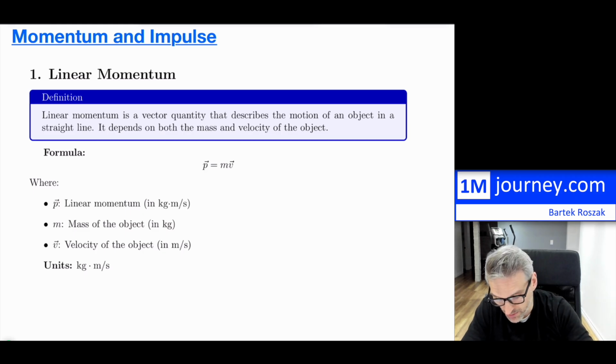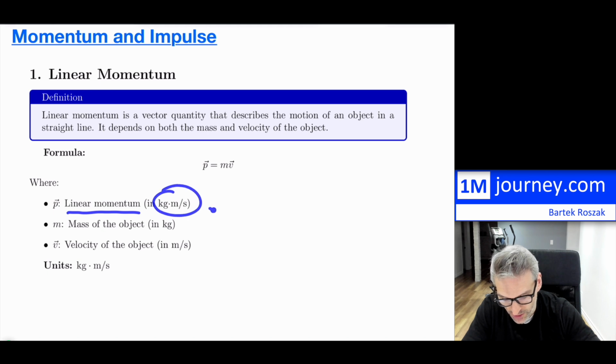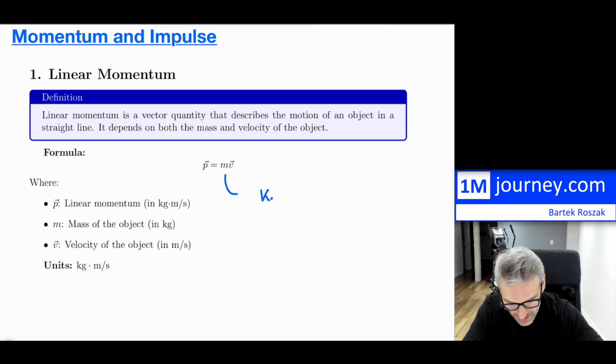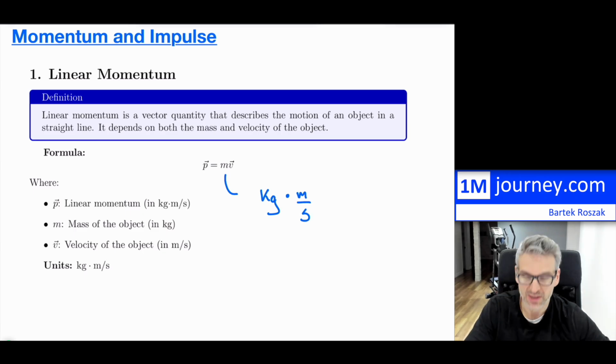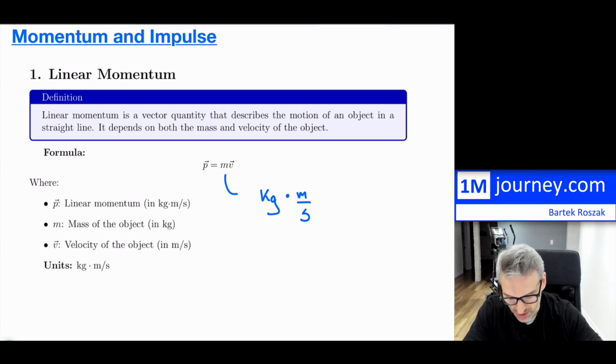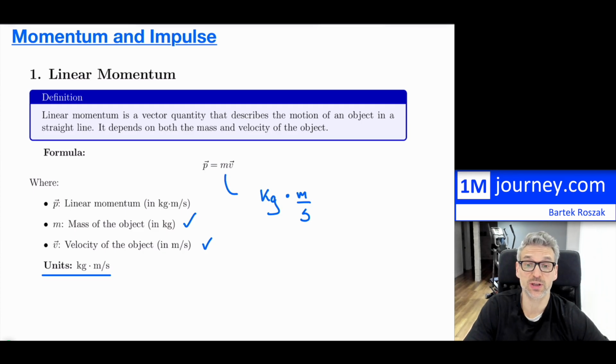So if you're talking about linear momentum in general, here is the unit, and that of course shouldn't surprise you. Why? Because you know that mass is in kilograms, and your velocity is going to be in meters per second. So hence that would be the actual unit that you have, and you're seeing this outlined right there. So that's what linear momentum is.